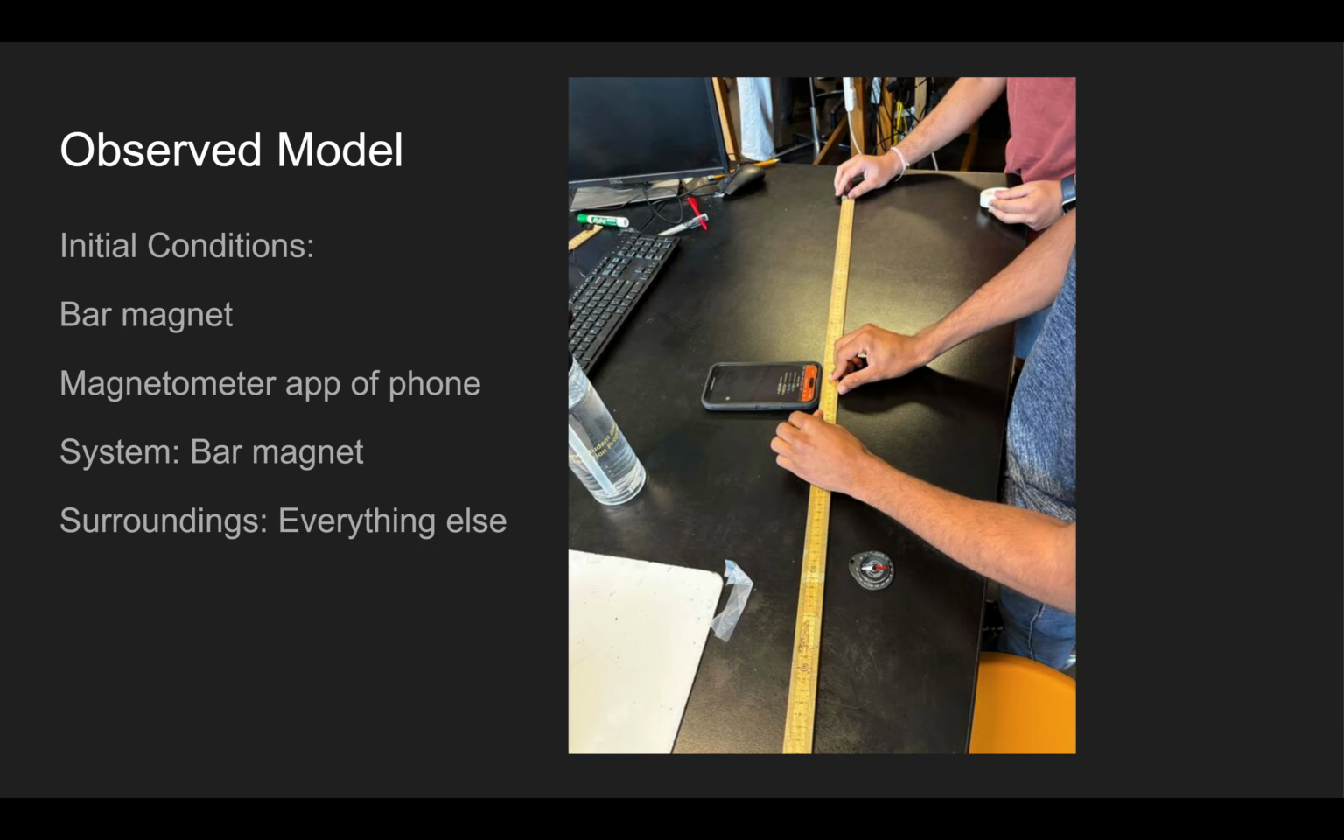Our observed model, our initial conditions, is the bar magnet and the magnetometer app on the phone. We took our system to be the bar magnet, and the surroundings to be everything else. And this is just a picture of me and my group performing the experiment.